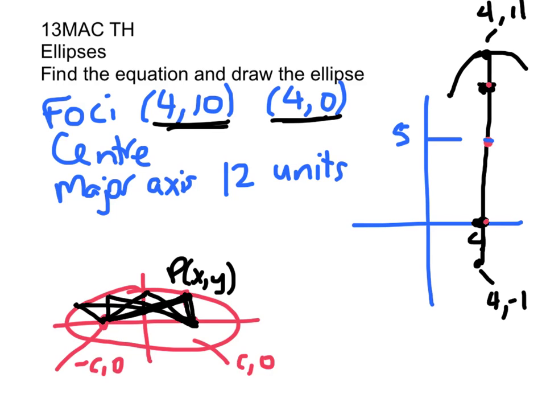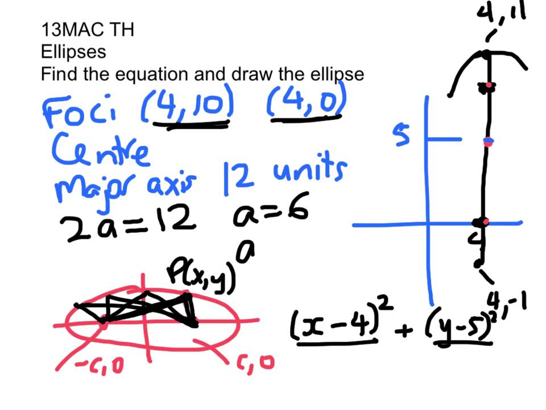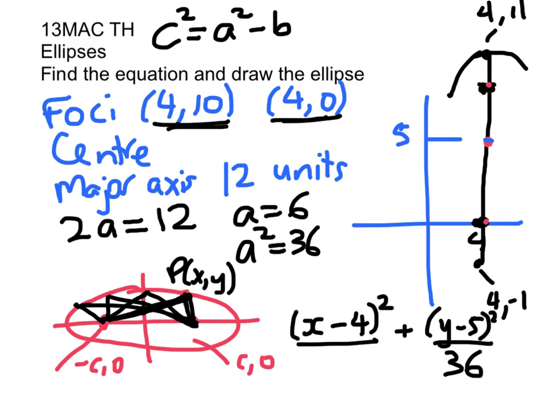So my equation will be (x minus 4) squared over something plus (y minus 5) squared over something. But I do know what one denominator will be, because the major axis is 12, so 2a equals 12, a equals 6, a squared will equal 36. So that one's going to be 36. And I know there's a relationship between the focus and the lengths of the axes. Right? So c squared is equal to a squared minus b squared.